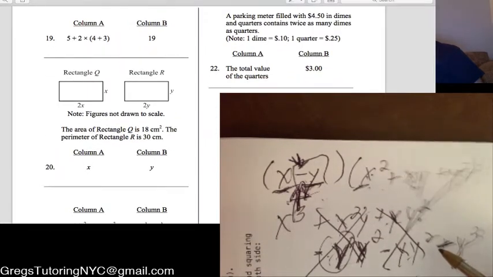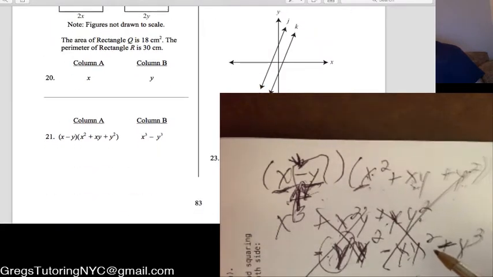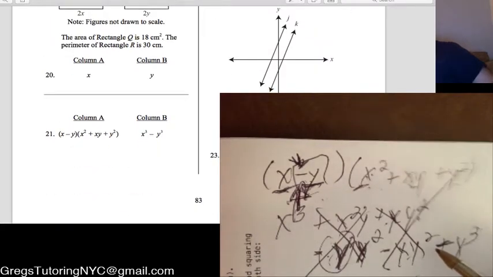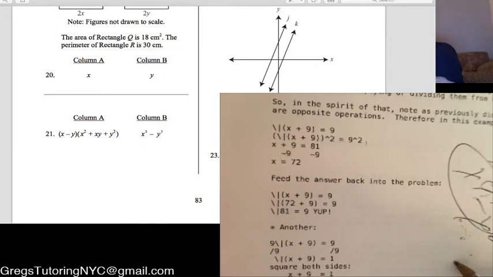Okay, 22 is actually an involved problem, so we'll skip that until next time and let's do 23. 23 is easy enough. So for 23, we're going to look at the illustration.